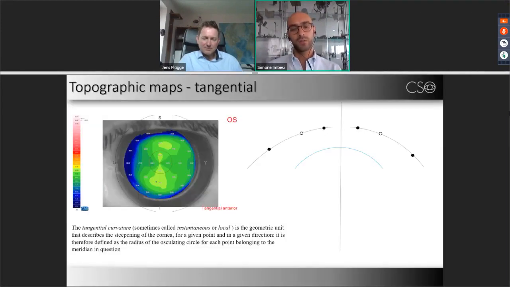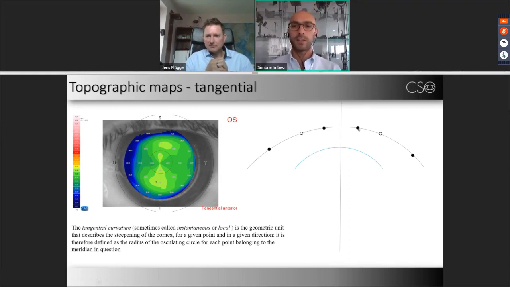And the answer of the manufacturers to these papers was the development of a totally new algorithm to reconstruct not just the curvature, but also to describe elevation and refractive power of a cornea. This algorithm analyzes the cornea meridian by meridian, so a different way to analyze the cornea shape.